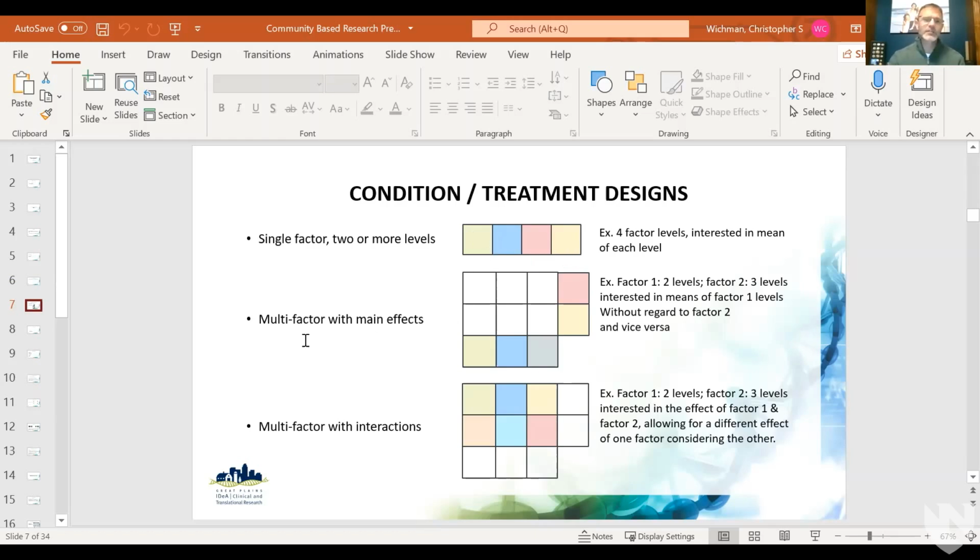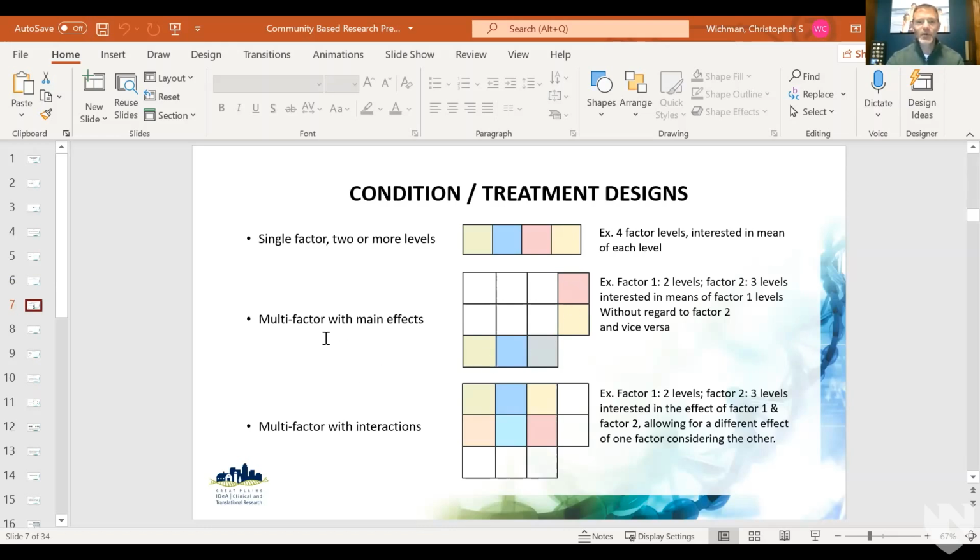Then I have this concept of multi-factor with main effects. I'm doing this all in 2 dimensions because that's the easiest way to present it, but I can stack multi-factor. I can go, in this case, I have a 2 by 3 for a total of 6 combinations, or I could do a 3 by 3 by 3 and have a total of 27 combinations. I mean, I can make it as complicated as I want, but this is just for illustrative purposes.